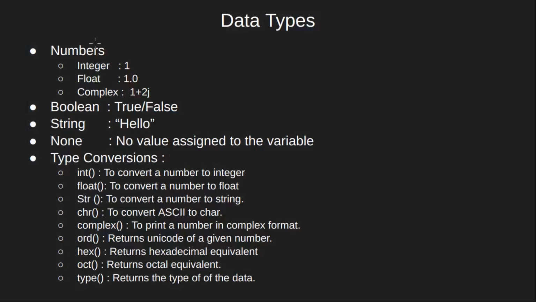So you have numbers. Under numbers, you can have an integer, which can be any non-decimal number, positive or negative, both are supported. You have a floating point number, which can be any decimal number. Then you have a complex number, that is 1 plus 2j as an example here. Any complex number can be represented in this complex format. So these are the different types of numbers that are supported in Python.